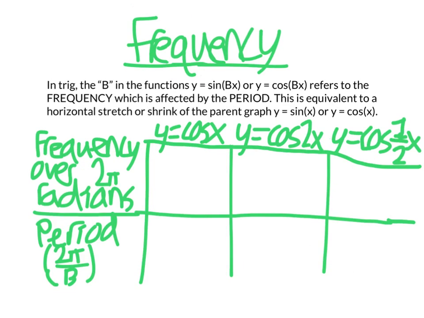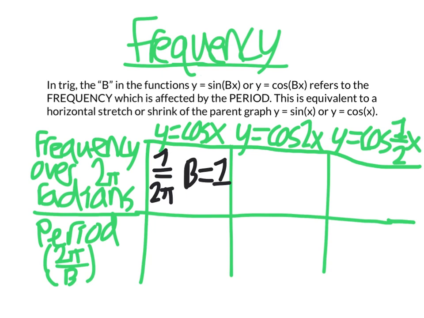Now for frequency. In trigonometry, the b in the functions y equals sine of b of x or y equals cosine of b of x refers to the frequency, which is affected by the period. This is equivalent to a horizontal stretch or shrink of the parent graph. Here we have y equals cosine of x, y equals cosine 2 of x, and y equals cosine of 1/2 of x. The frequency over 2 pi radians would be b over 2 pi. The b here is 1, so it's 1 over 2 pi.